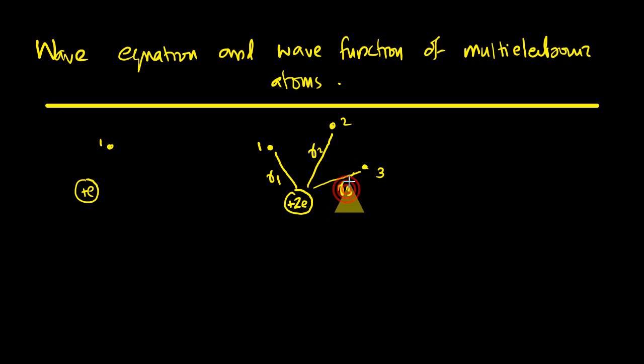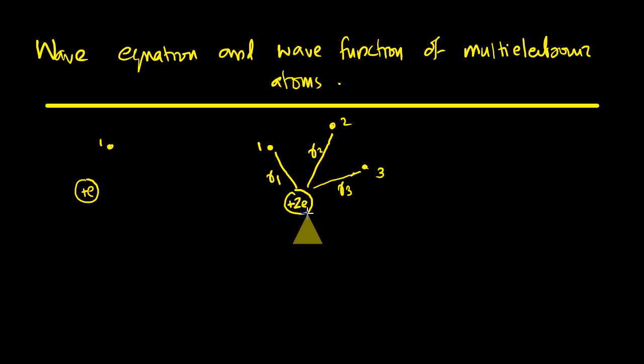Okay, and now we can consider what types of interactions are present in this type of system. There is a potential energy due to attraction, and this potential energy is developing because of the attraction between electron 1 and the nucleus, electron 2 and the nucleus, and electron 3 and the nucleus, right?